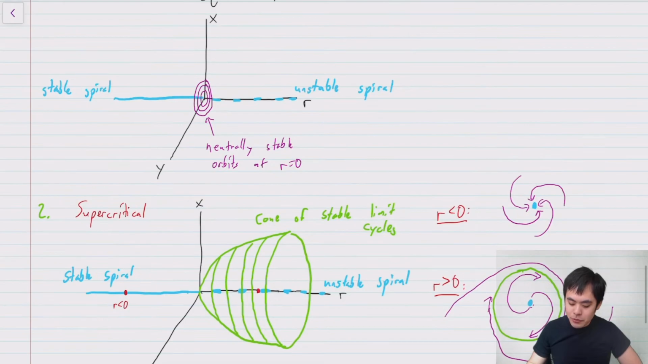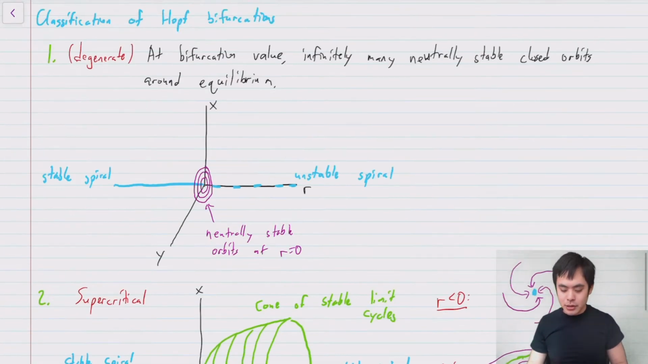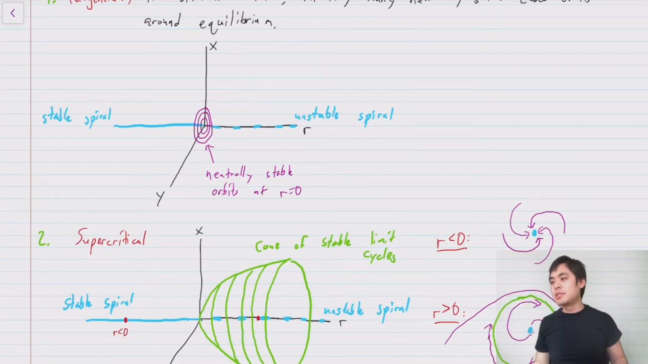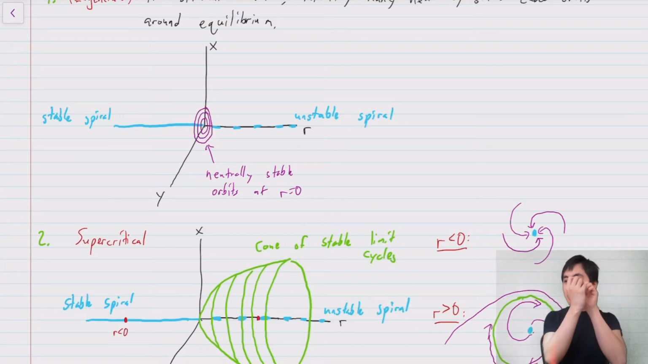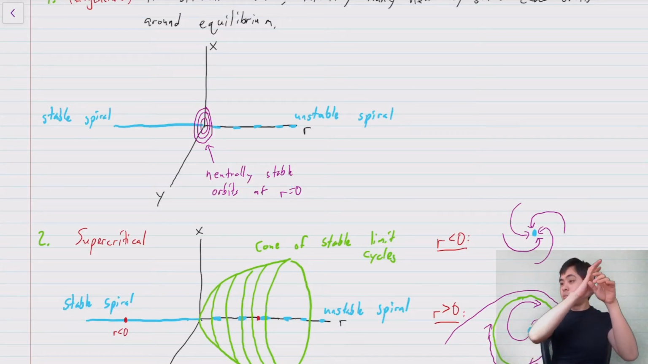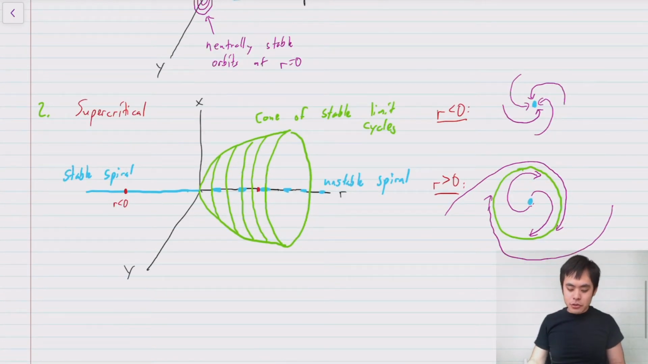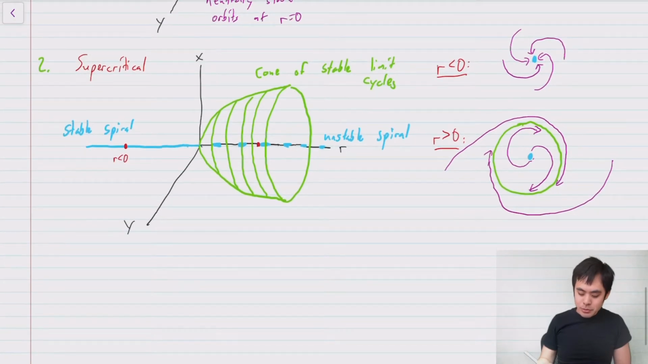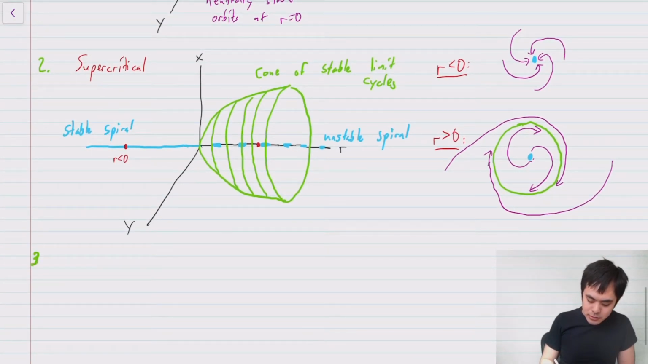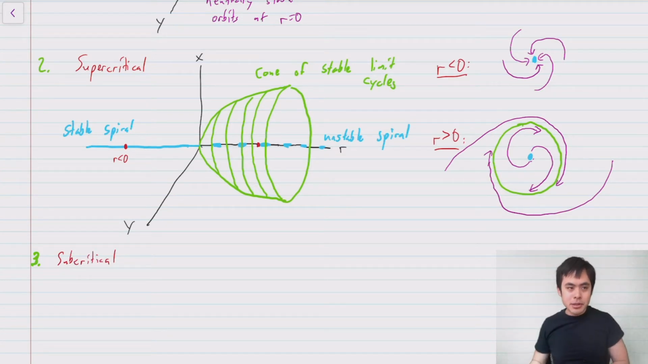Okay, and sort of what we've done here is we've taken each of these concentric circles up here and we've spread them out. So instead of them all appearing, infinitely many, at the bifurcation point, they're spread out across multiple values of r. And of course we also have the subcritical one, which is just going to be the opposite. So subcritical, where you just flip the stability of everything.